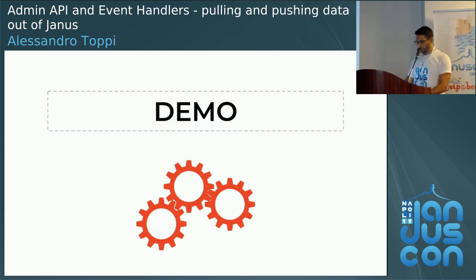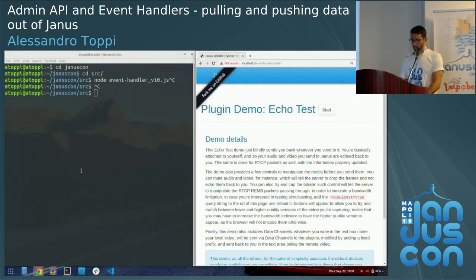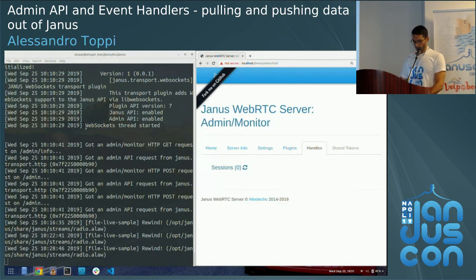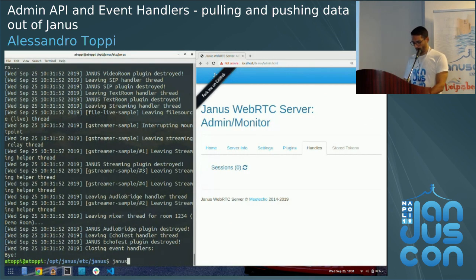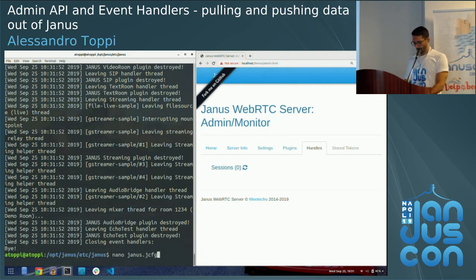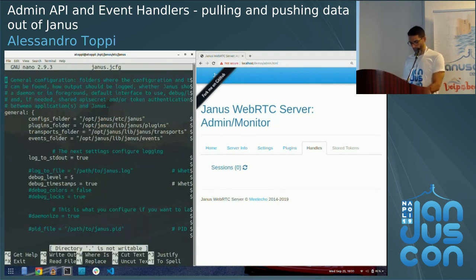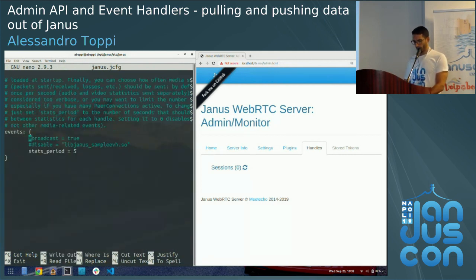And this is now a demo of how we can enable the sample event handler. First thing, again, add to the Janus main configuration, and go to the events section, where we need to enable the forwarding of the events from the core and the plugins. We also change the stats period to 5, just to not spam my console.